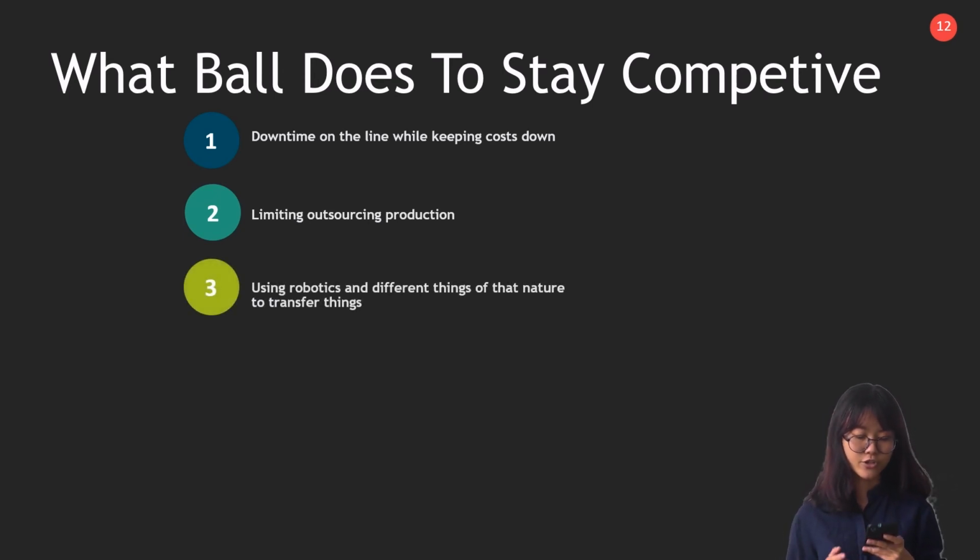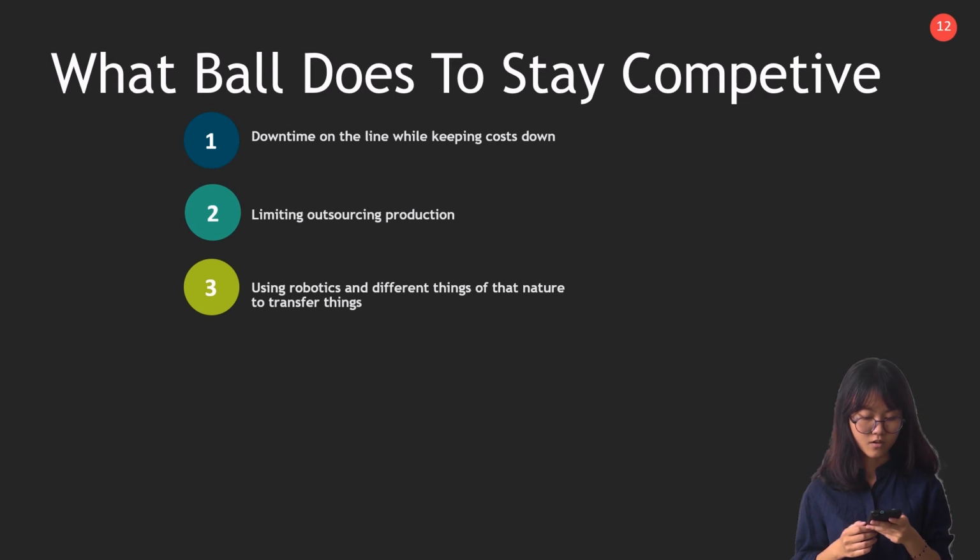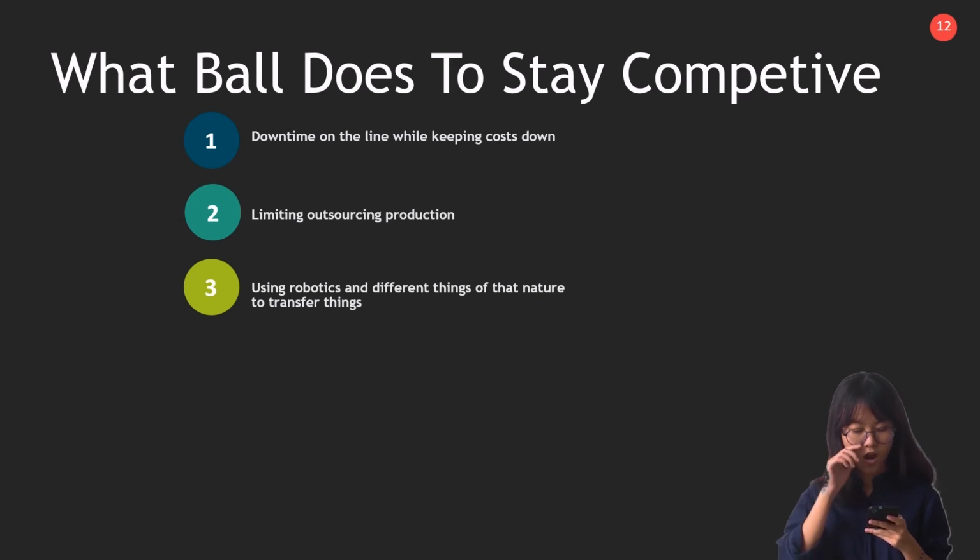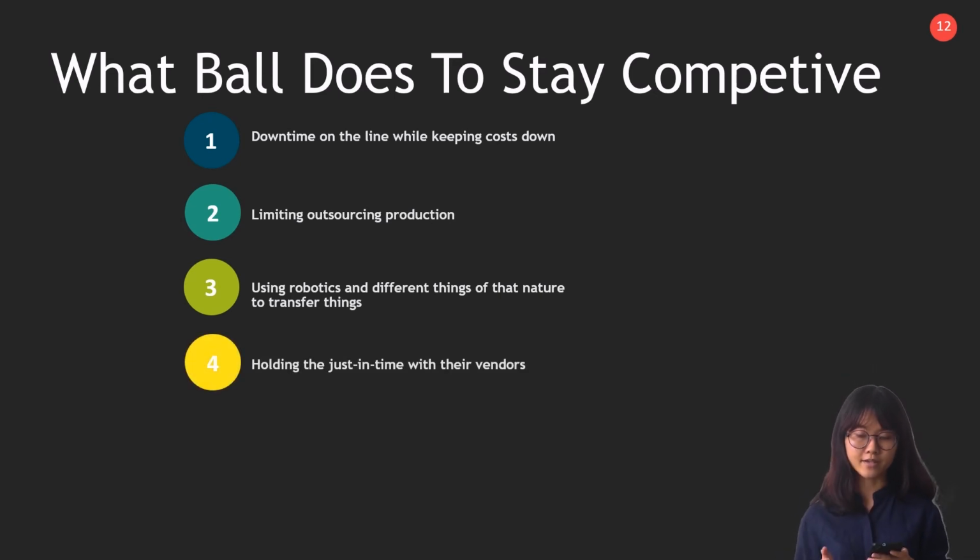Next, they also use robotics and different things of that nature to transfer things, so they can reduce the cost of hiring employees. Next, they hold just in time with the vendor. That means they sign a contract with their vendor to ensure that they can hold just in time. This way, both can shorten the time of stock and save money on space and staff.